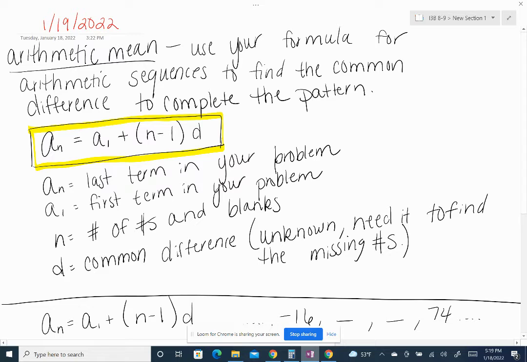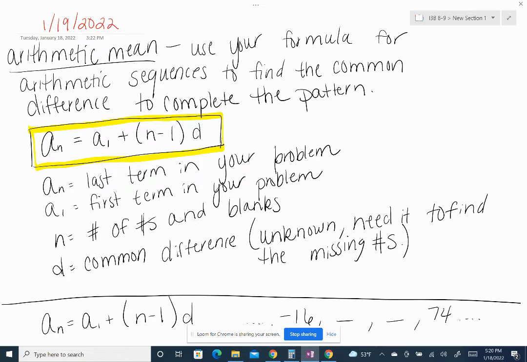So what's the arithmetic mean? You're using the exact same formula you used before for arithmetic sequences. It's this one that I highlighted in yellow right there. You're going to find the common difference, so you're looking for D to complete the pattern. Essentially, you're going to have a set of numbers with missing numbers in between.